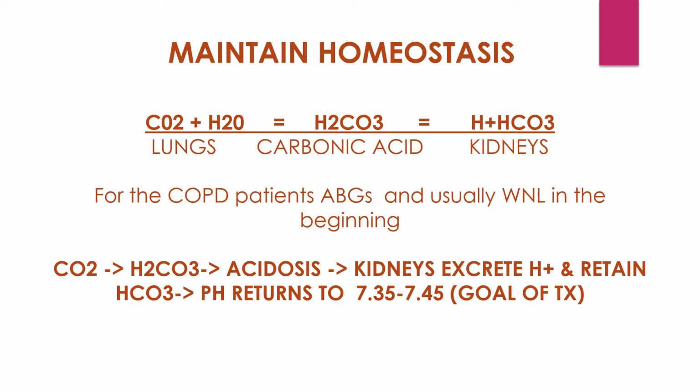So COPD patients, their ABGs are usually within normal limits in the beginning, but as they deteriorate, they are not. And this is an example here. So we have CO2 changing into carbonic acid. If they have an acidosis, the kidneys will excrete acid and retain bicarb, so the pH returns to normal. And that's the goal of treatment and the goal of our body.